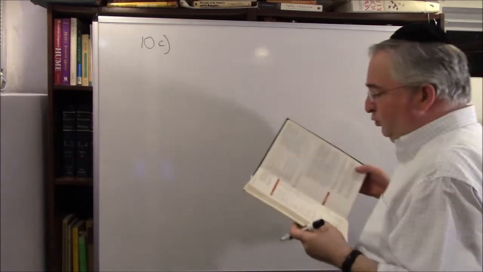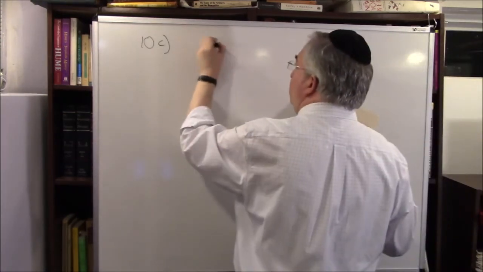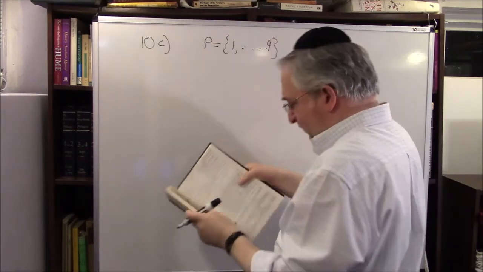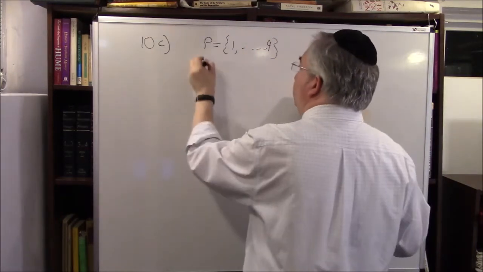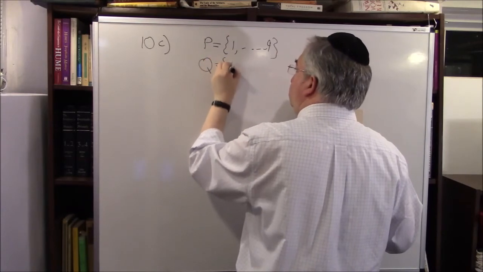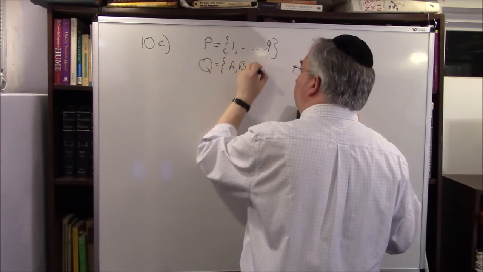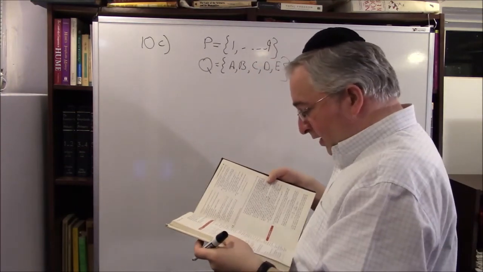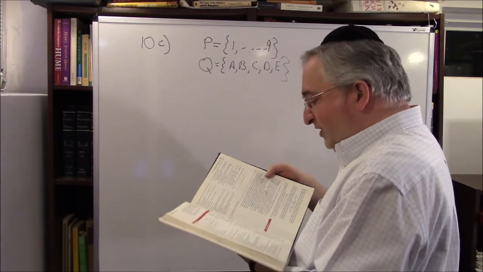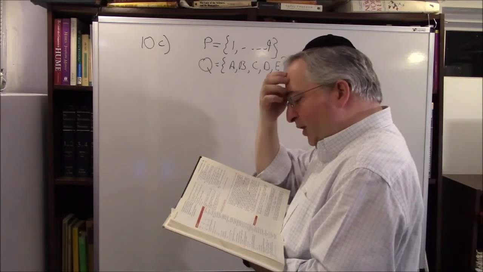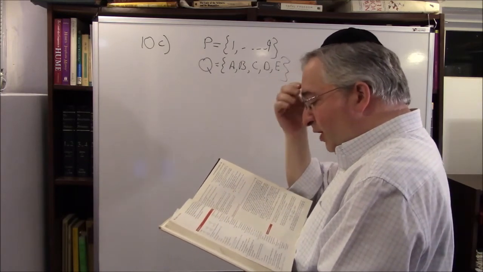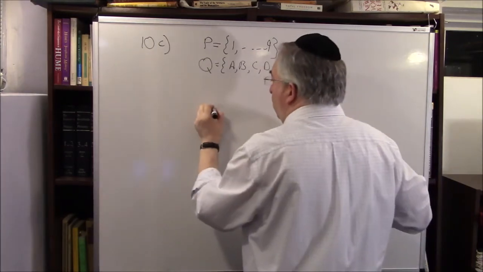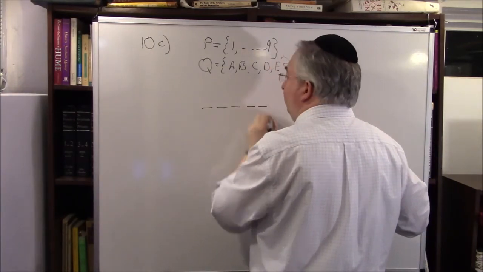P is equal to 1 through 9. And Q is equal to A, B, C, D, E. Okay, now 10C. How many license plates are there consisting of 3 letters from Q followed by 2 numbers from P? Repetition is allowed. 1, 2, 3, 4, 5.